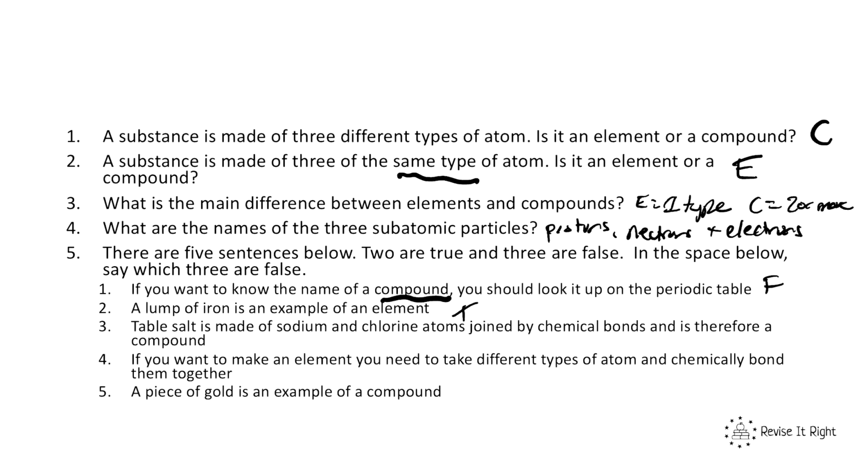Table salt is made of sodium and chlorine atoms joined together by chemical bonds and is therefore a compound. Well, that was one of the examples we just looked at, so that is true. If you want to make an element, you need to take different types of atom and chemically bond them together. Although that would be a compound, not an element, so that is false. And finally, a piece of gold is an example of a compound. Well, again, gold only contains gold atoms, so that is false. So there are the 3 false answers and the 2 true answers.